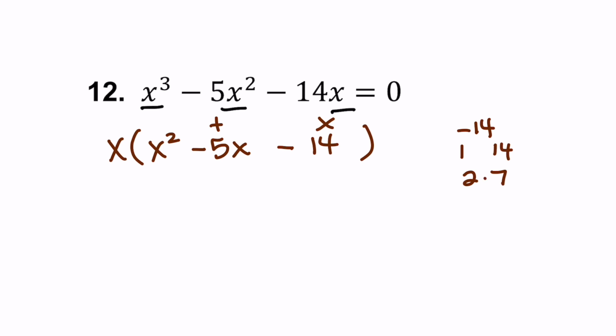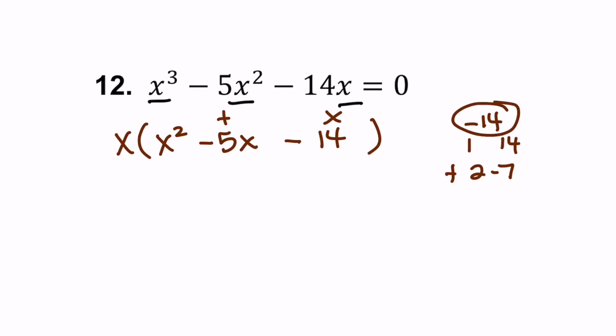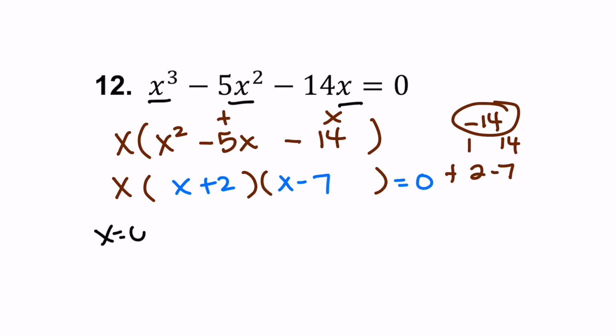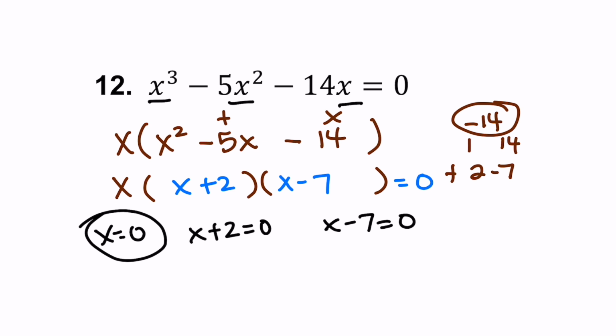So I know the bigger number is going to be negative, the smaller number is positive, because they have to be different signs since this is a negative number. I have an x plus 2, and an x minus 7. These are all going to be set equal to 0: x equals 0, x plus 2 equals 0, x minus 7 equals 0. So we have x equals 0, minus 2 from both sides, x equals a negative 2. Add 7 to both sides, x equals 7.